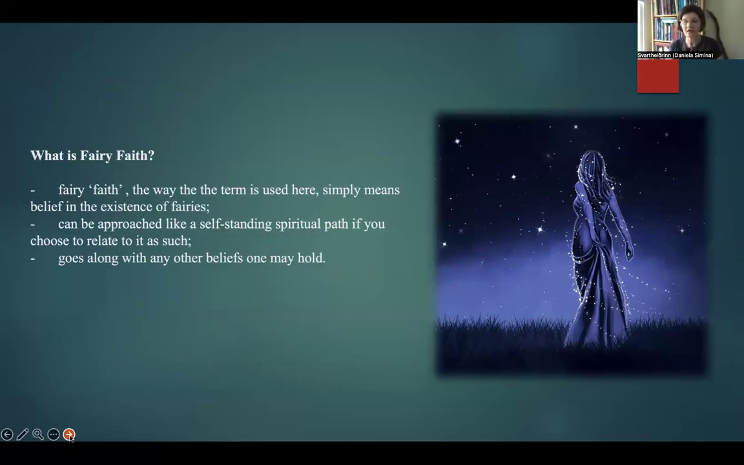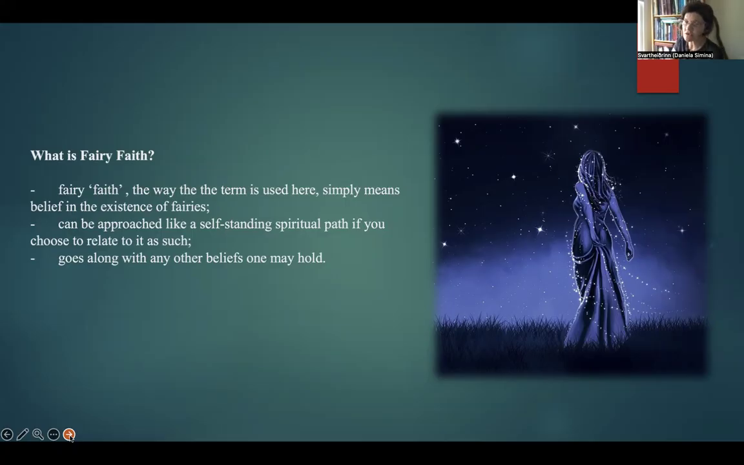We talked about fairy and fairy faith and a spiritual path that is fairy-based. And I want to disambiguate and explain the term fairy faith. So faith, I put the word faith there in quotation marks. So fairy faith, the way this term is used here, simply means the belief in the existence of fairy.